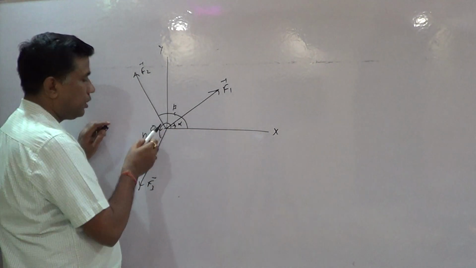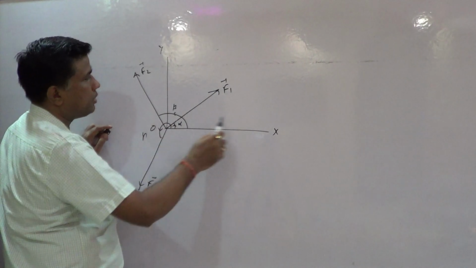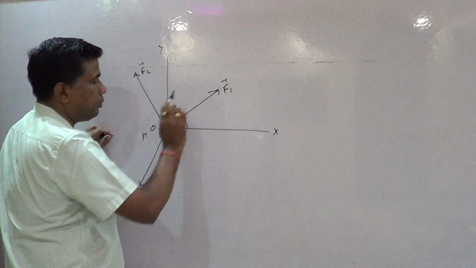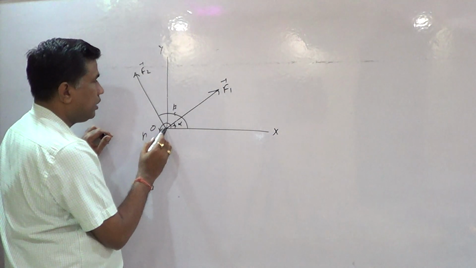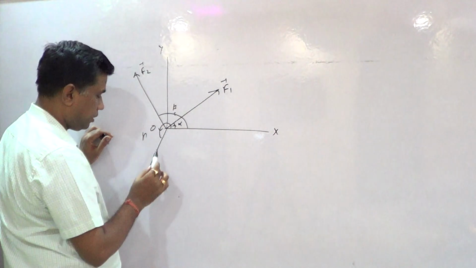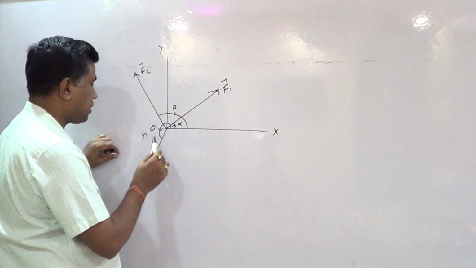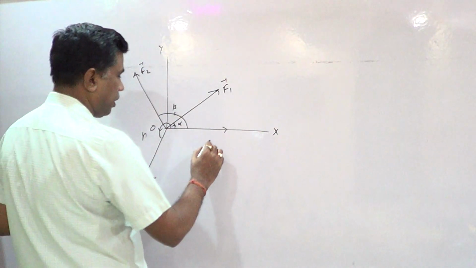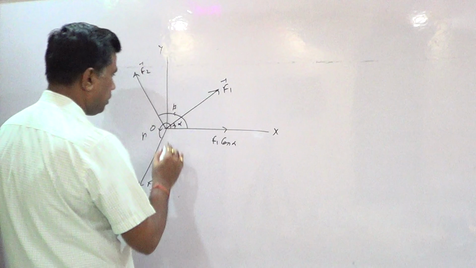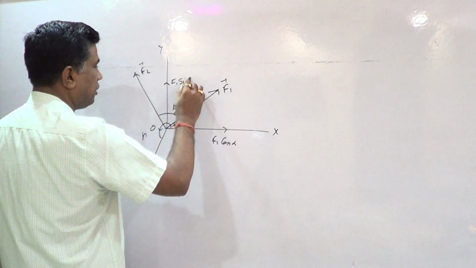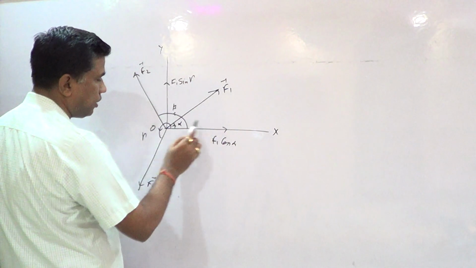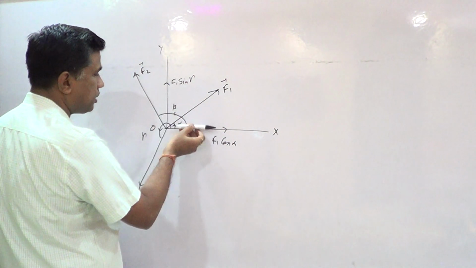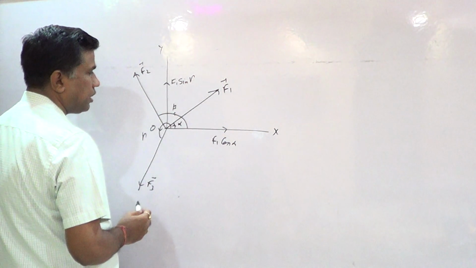Listen once more. This is origin O, x-axis, y-axis. Now there is a force F1 acting at some angle alpha. There is force F2 at some angle beta. There is force F3 at some angle gamma. Now the component of this force F1 is F1 cos alpha and F1 sin alpha. As I told you, the side which is in contact with the force has component F1 cos alpha, and perpendicular to this line the component is F1 sin alpha.